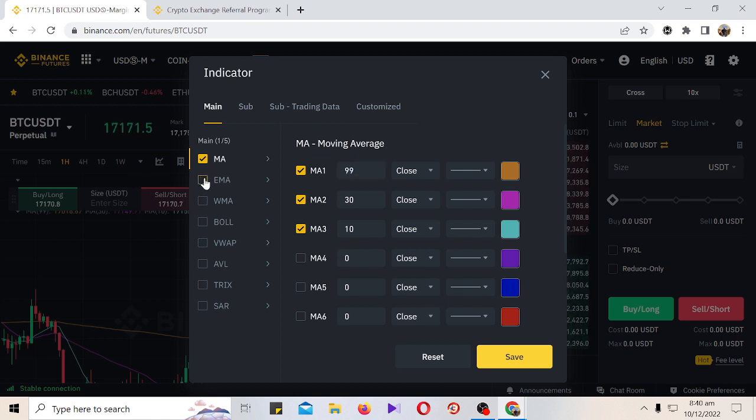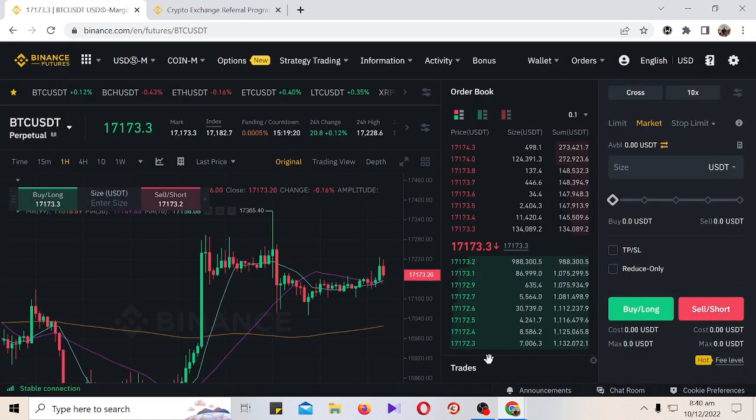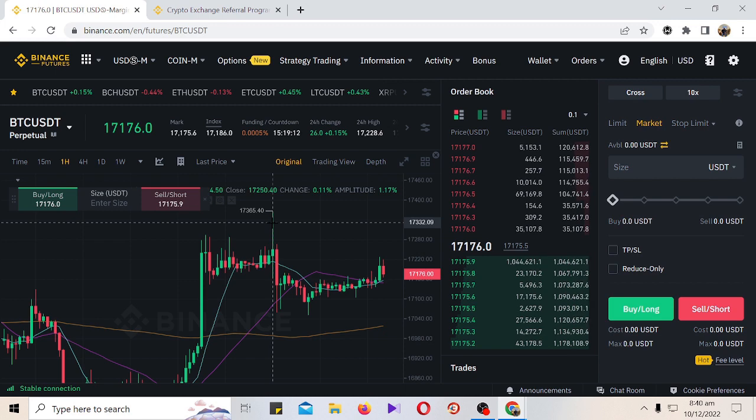We are not using exponential moving averages. We are using simple moving averages, 99, 30, and 10. Then you click on save. You can see we have these moving averages here, 99, 30, and 10. The next thing that we want to do is explain these things for you.